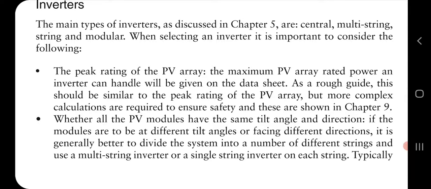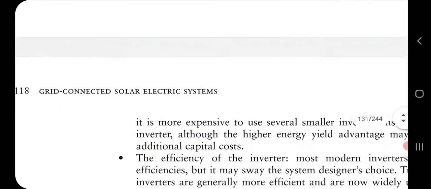There are many types of inverters: central, multi-string, string and modular. The peak rating is very important. The peak rating of the PV array is given in the data sheet, the maximum PV array power rating, which has to be considered and calculated. If we are using the correct PV module, the direction and tilt of the module is very important. It has to face the sun, so that it gets the maximum radiation.